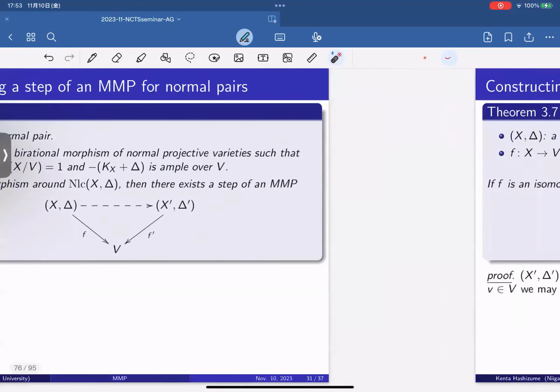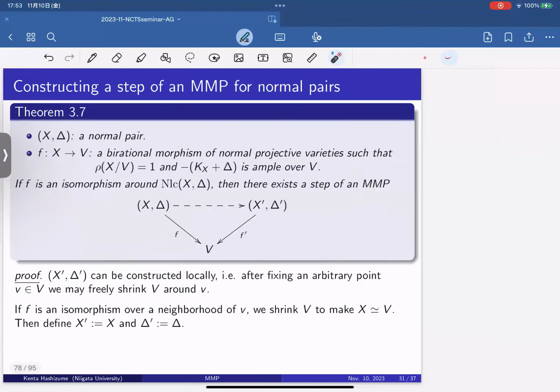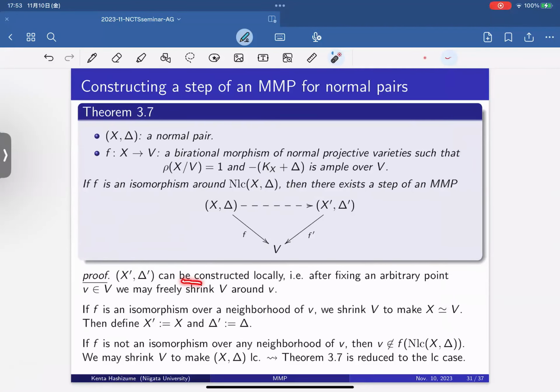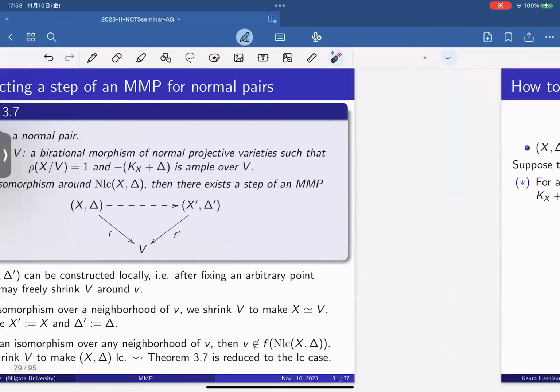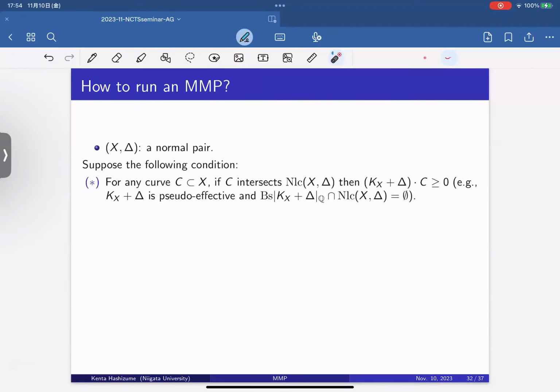Okay, so sorry, I will skip the proof. But we can construct this diagram locally. Anyway, I will skip the proof. Now I explain how to run MMP for a special normal pair.